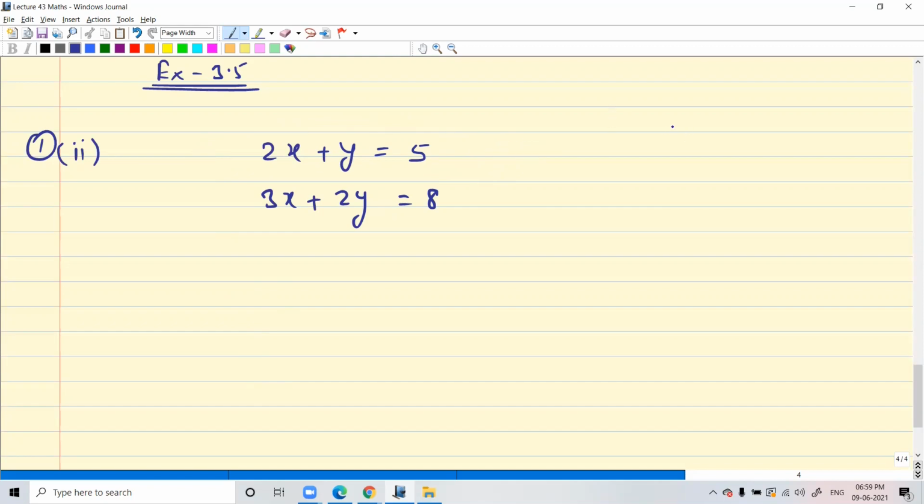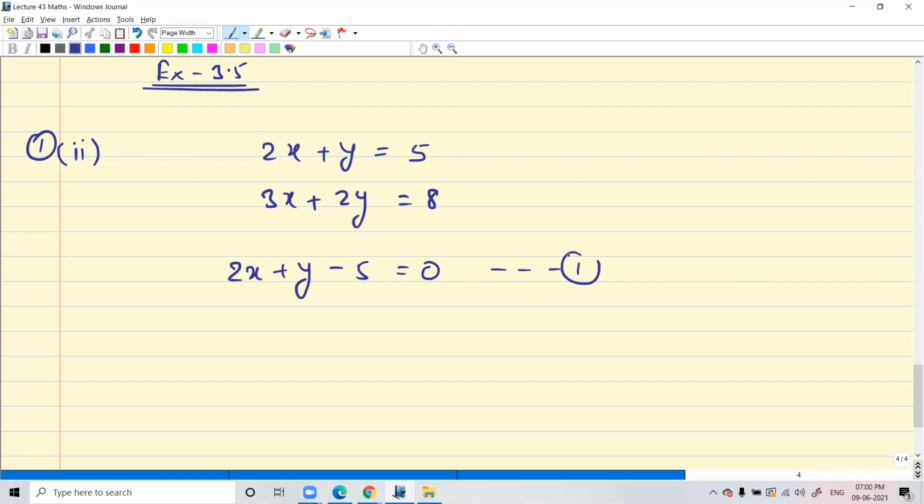Anyone? Tanushri, Medula? ax plus by plus c is equal to 0. Yes, ax plus by plus c is equal to 0. So c has to be on the left-hand side, LHS. Then it will become the standard form. So is it already in the standard form, Pragati? No, sir. Okay, now tell me, how should I write it in the standard form? The first equation, Pragati will tell me. 2x plus y minus 5 is equal to 0.